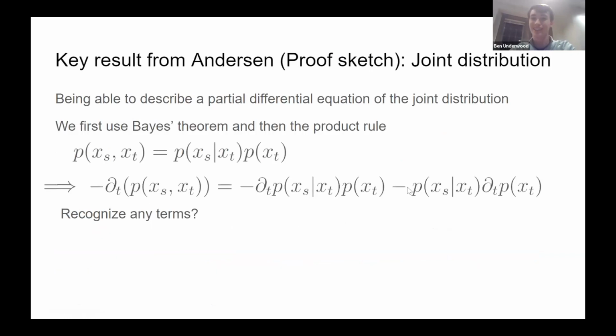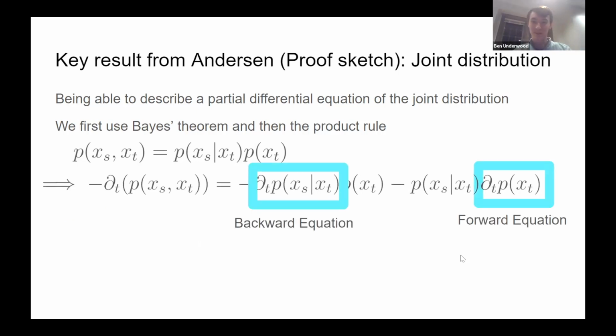But this is less useful, and this is where Anderson comes in, because he looks at the joint probability distribution for a time s and another time t, and then does a lot of computations, and then we will end up with an SDE that we can use. So I'll give a brief sketch of the proof for this. We first take the joint distribution, apply Bayes' rule, and then multiply by -1 and take the partial derivative with respect to t, and apply the product rule, and out pop two terms that look quite familiar from the previous slide. We get the backward and forward Kolmogorov equation.